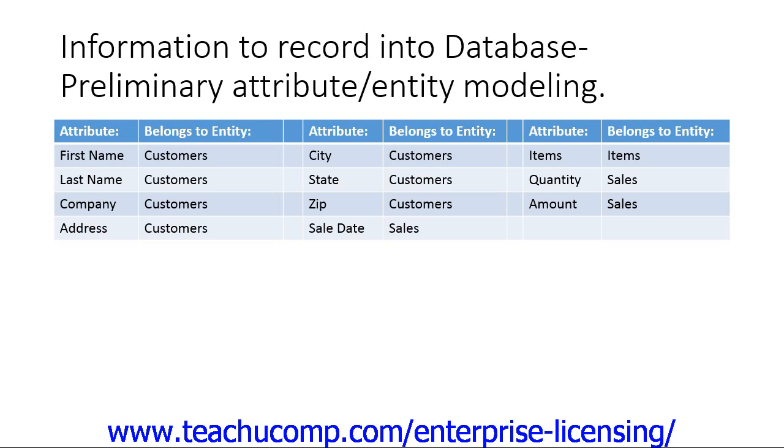Within each table created for each entity, you must only list fields or columns of information which share a one-to-one relationship with the entity or subject of the table. So, for example, in a customer table, you would want to place the field first name, assuming that each customer only has a single first name to record. You would not want to place item into the customer table, as the relationship between the customer and the items purchased in the sale is one to many.